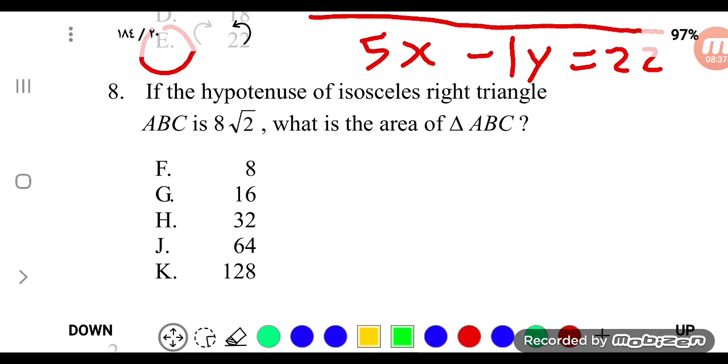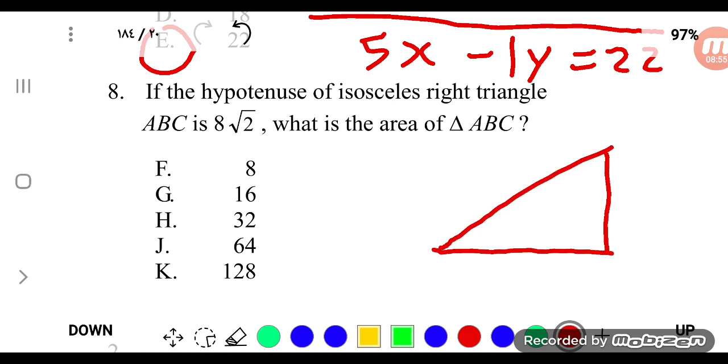Next, number 8. If the hypotenuse of the isosceles right triangle ABC is 8 radical 2, what's the area of triangle ABC? So here I have this triangle. The hypotenuse is 8 radical 2. Isosceles means the two legs are equal in length. We want to find the area. Area of a triangle is half base times height. We don't have x. X is the base and x is the height. So we need to find the value of x.